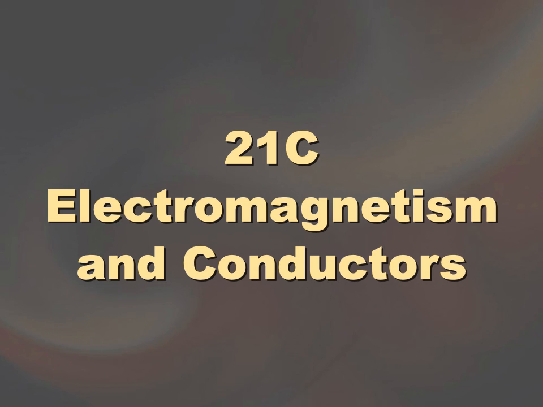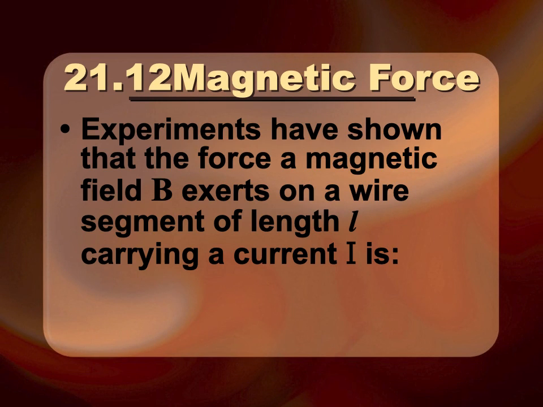All right, let me just do a little bit from 21C, electromagnetism and conductors. Experiments have shown that the force a magnetic field B exerts on a wire segment of length L carrying a current is ILB sine of theta. Now remember, before we had QV. Well, QV works out to the same as IL, because I is the current, coulombs per second, and the length is how far it's going, and it works out to charge times speed. So it's equivalent.